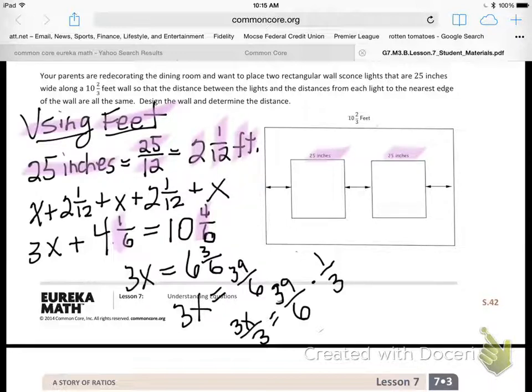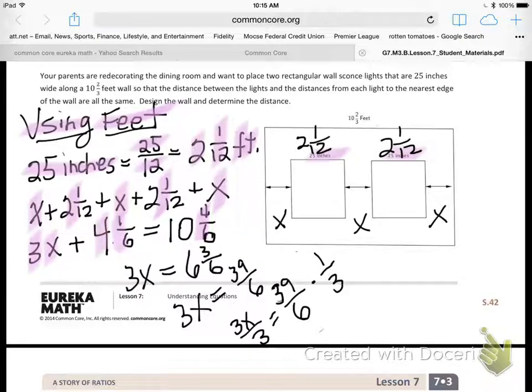So now over here we have x again. We have 2 and 1/12, x, 2 and 1/12, and then x. And that's what we have right here: x plus 2 and 1/12 plus x plus 2 and 1/12 plus x. Again, simplified by combining like terms, we have 3 x's, and then we have 4 and 1/6.